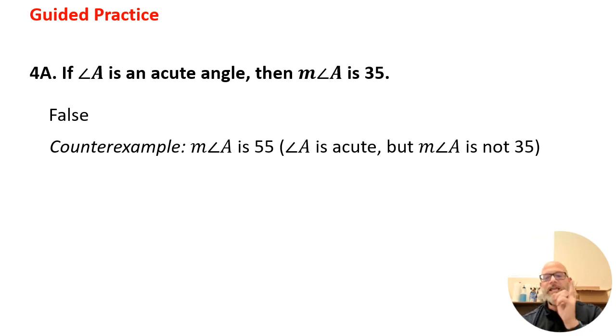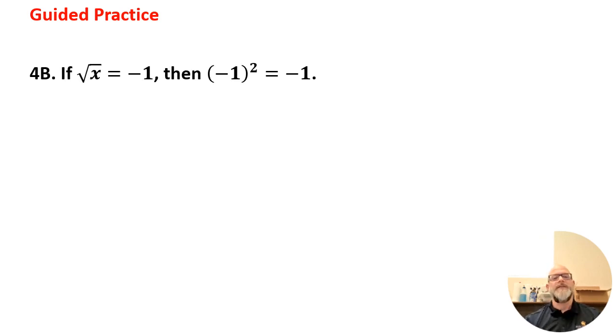You see it? If this said if the measure of angle A is 35, then angle A is an acute angle, of course that's true. But if angle A is an acute angle, then the measure of angle A is 35, false, because there are many counterexamples. How about this one? If the square root of x equals -1, then -1 squared equals -1.